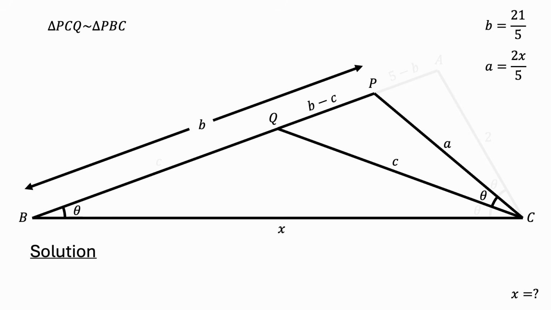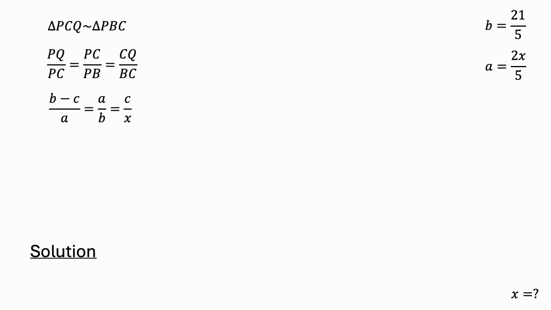Since corresponding sides in similar triangles are proportional, we have PQ over PC equals PC over PB equals CQ over BC, or (B minus C) over A equals A over B equals C over X. From the equation (B minus C) over A equals A over B, cross multiplying gives B squared minus BC equals A squared. And from the equation A over B equals C over X, cross multiplying gives AX equals BC.